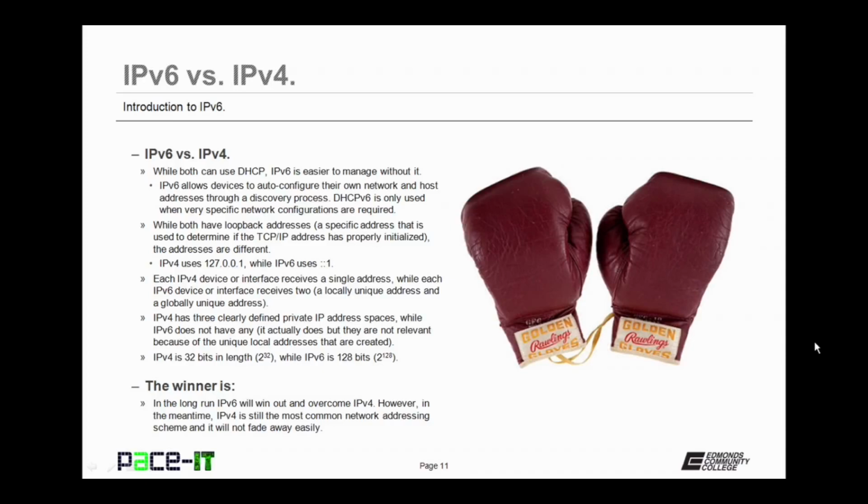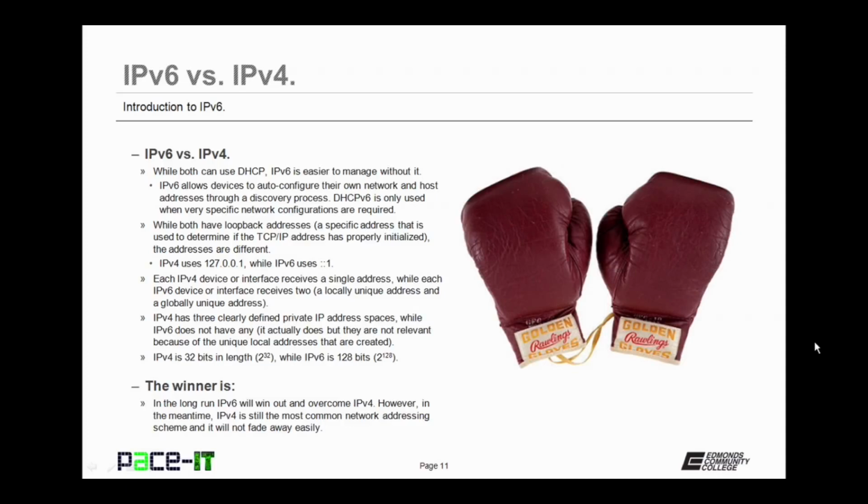Both IPv4 and IPv6 have loopback addresses, that's a specific address that is used to determine if the TCP/IP protocol stack has been properly initialized. The loopback address that they use are different. IPv4 uses 127.0.0.1, while IPv6 uses ::1. Whole lot easier there.